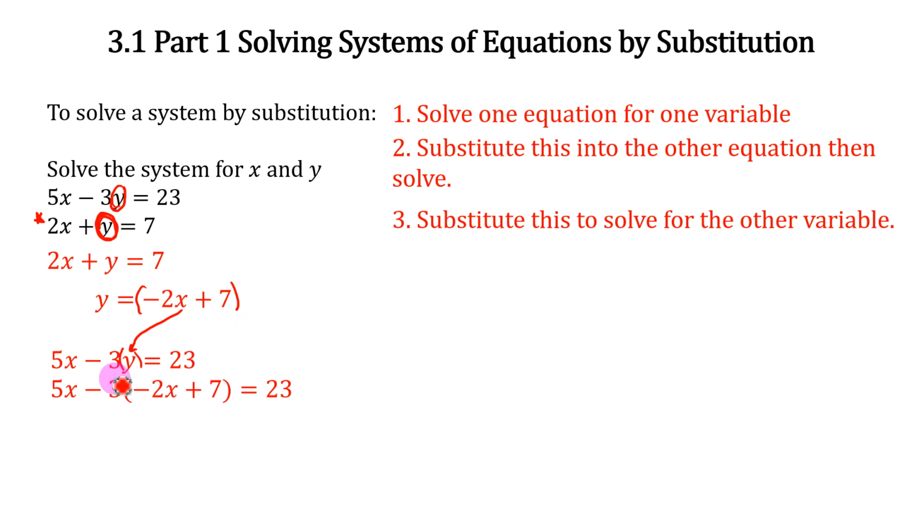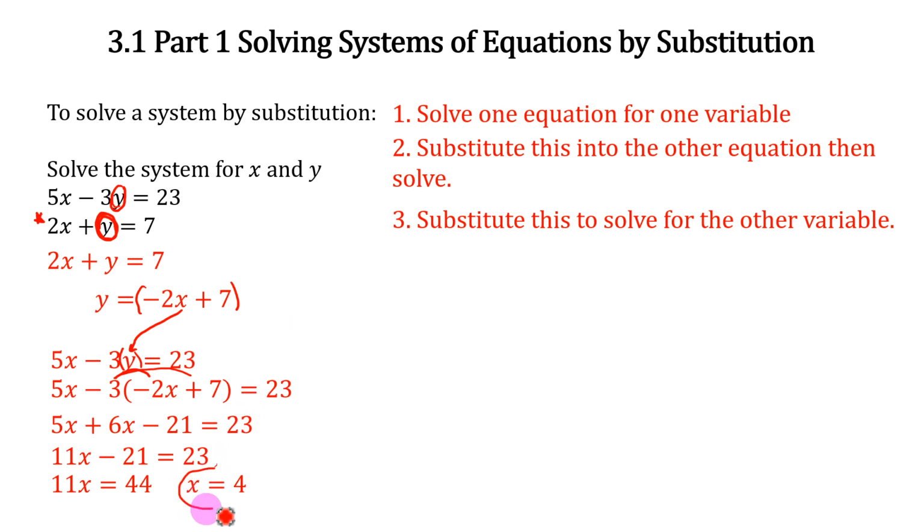So now I'm going to do my distribution. Here's why we did the warm-up. So 5x plus 6x minus 21 equals 23. Combine the 5x and 6x. Now we just solve for x. We're going to add 21 to both sides. Divide by 11, and so x is 4. And now you can take this x is 4, you've solved for one of them, now you solve for y, and you can plug it into any equation. Okay?